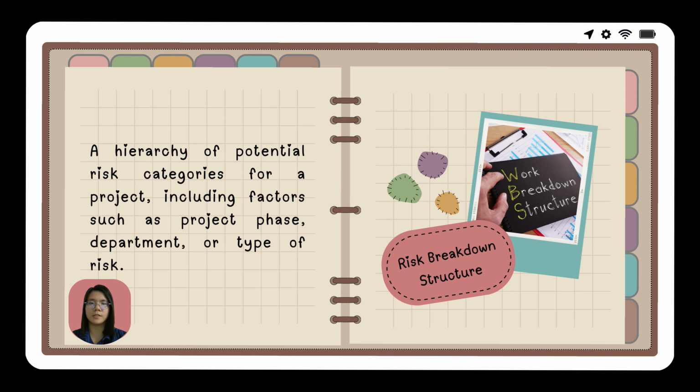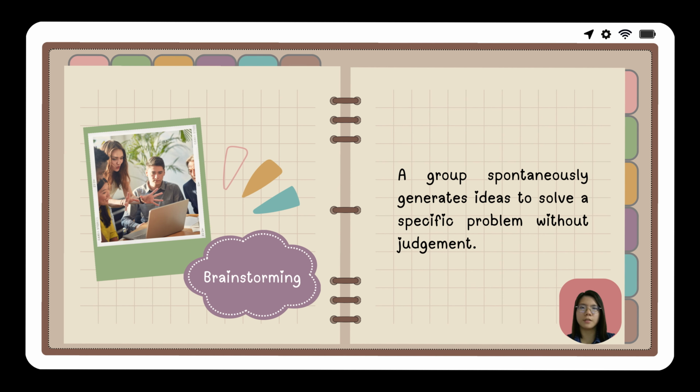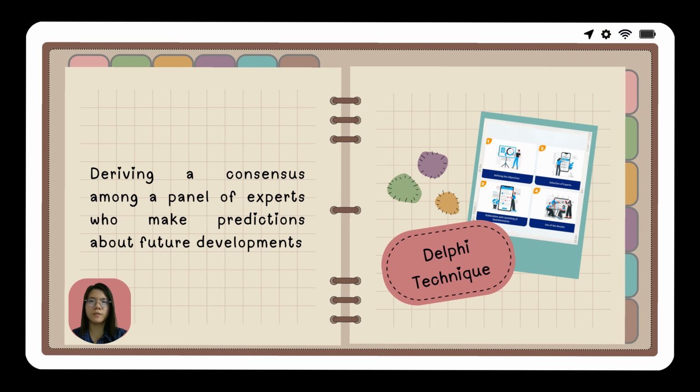Risk breakdown structure is a hierarchy of potential risk categories for a project, including factors such as project phase, department, or type of risk. Identifying risk is the process of understanding the potential events that could impact the project. Tools used for this process include brainstorming and Delphi technique. Brainstorming is a process where a group spontaneously generates ideas to solve a specific problem without judgment. The Delphi technique involves deriving a consensus among a panel of experts who make predictions about future development.